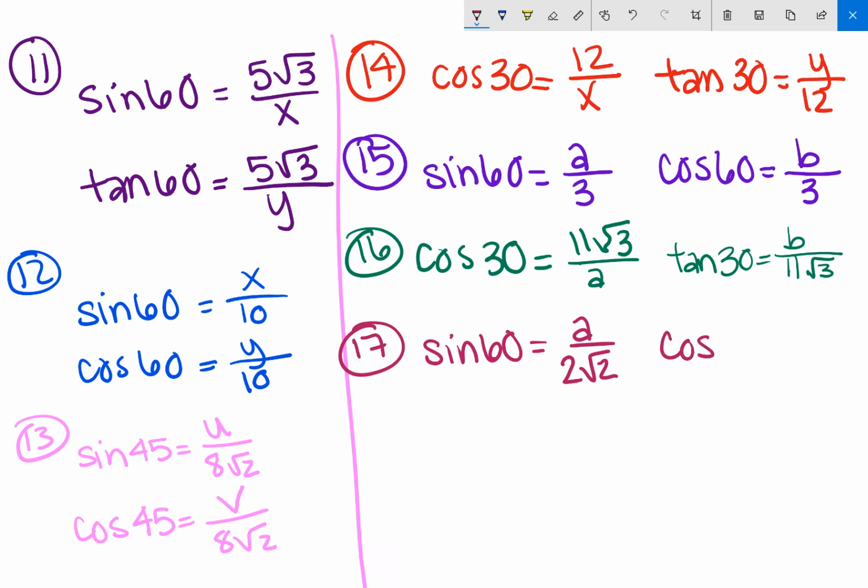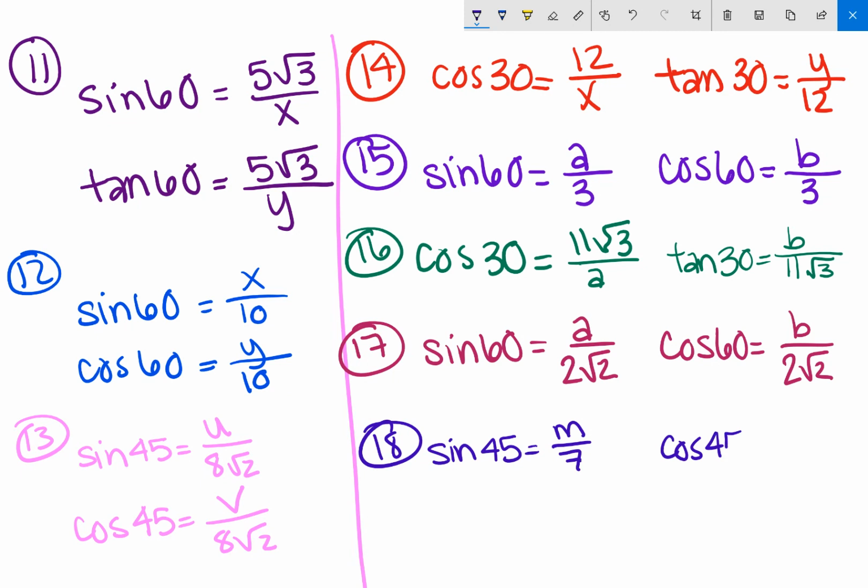So that would be cosine of 60 equals adjacent B over 2 square root 2. And then last but not least, number 18. We have the 45 degrees, and M and N are our leg lengths. So sine of 45, my opposite is M over 7. And then cosine of 45, and it is N over 7.